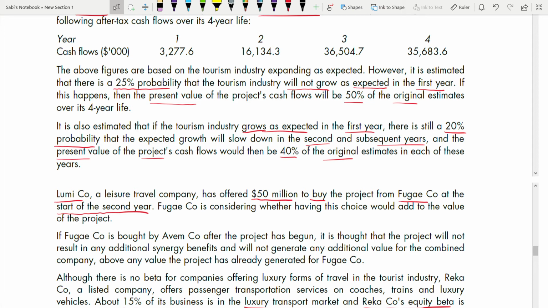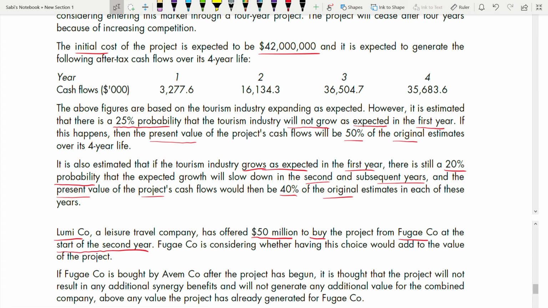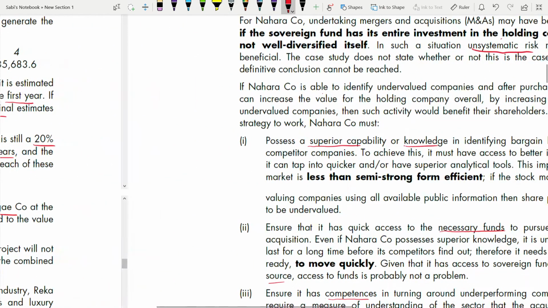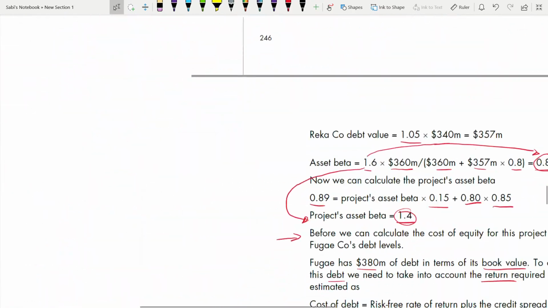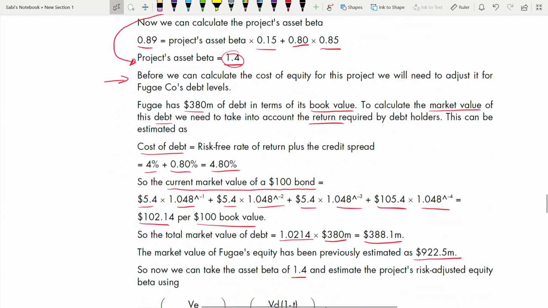Loomis, a travel agent, has offered 50 million to buy the project at the start of the second year. That means at the end of the first year. So which discount? You have to discount this 50 million by the first year discount factor. So what is the first year's discount factor? You will get it from here.